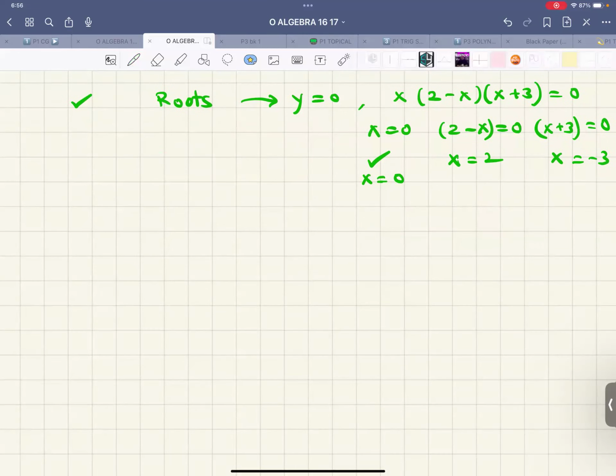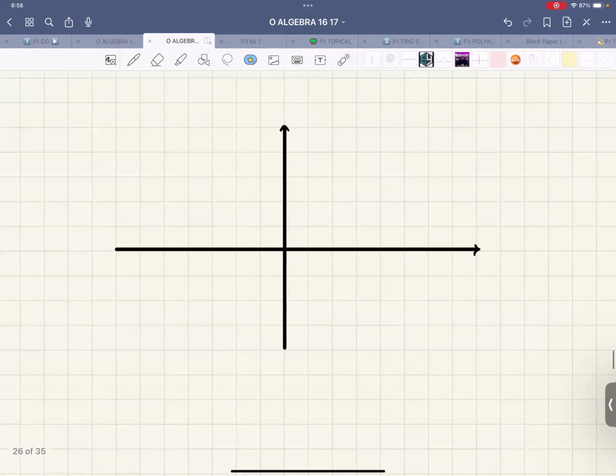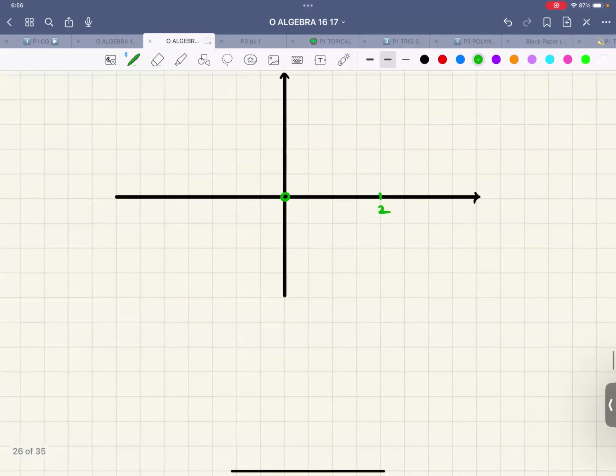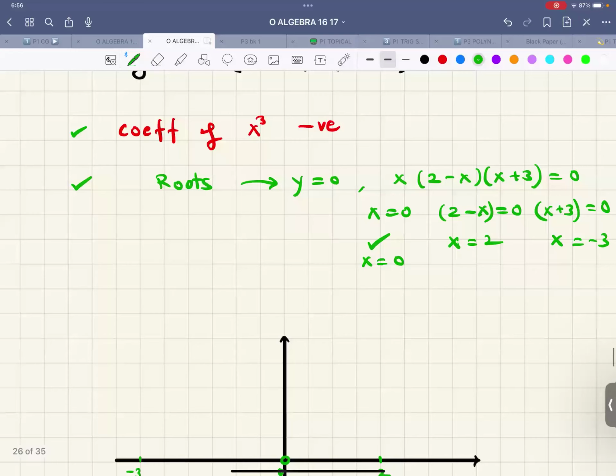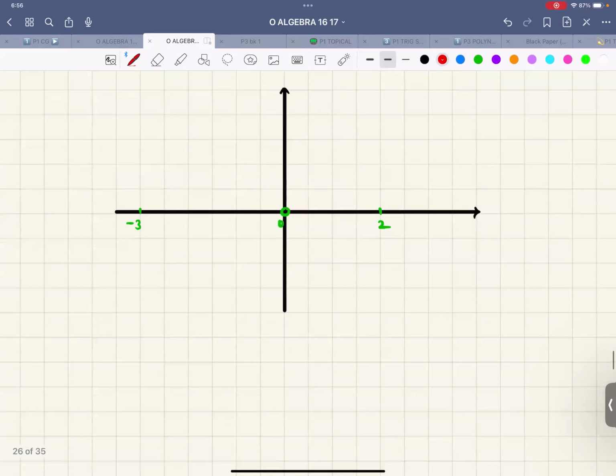So now it's time to bring out the grid. And the grid is right over here. This is 0. This is 2. And this is negative 3. So negative 1, negative 2, negative 3, that's right over here. And it has to pass through these 3. At the same time, the coefficient of x cube is negative. That means it will start at top left and go till bottom right.